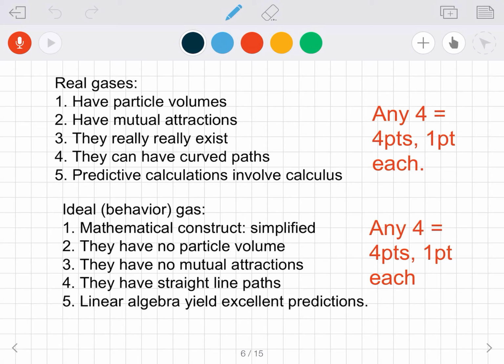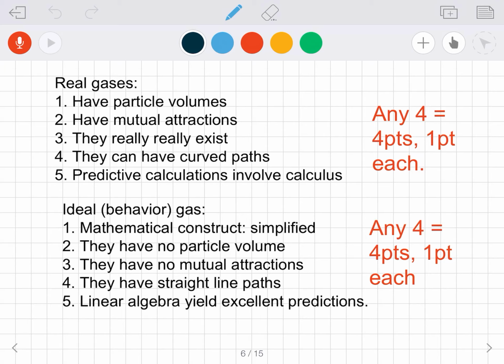All right. Real gases have sizes. Certainly a helium molecule is going to be much smaller than a carbon dioxide molecule. And the particles do attract each other. Even though they are far away from each other, they do impart Coulombic attraction.